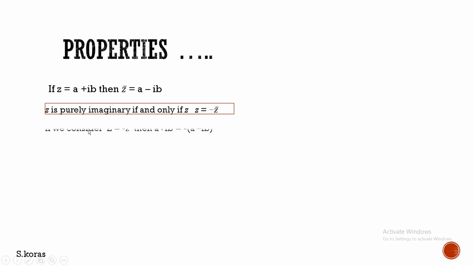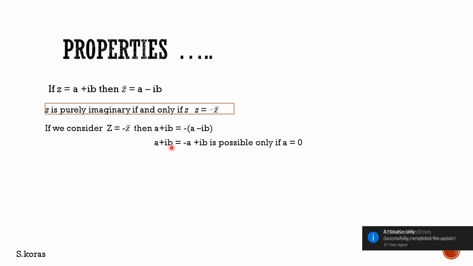Right, now let us consider z is equal to minus z bar. If z is equal to a plus ib, then minus z bar will be, the minus for z bar, the conjugate of z, that is a minus ib. While simplifying it, you will get a plus ib equal to minus a minus into minus plus ib. Is it possible? No, because here both the imaginary parts are equal to one another, but here it is not so. Here we are having real part as a, but here we are having real part as minus a.